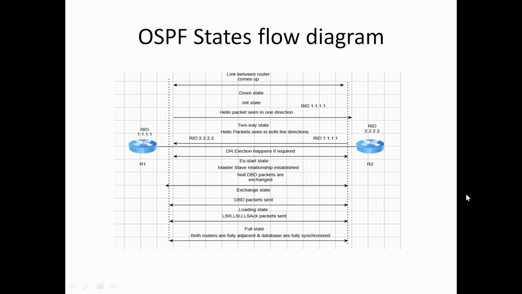And in the exchange state, the DBD packets are sent, and in the loading state, link state request, link state update, and link state ack packets are sent. And in the full state, both routers are fully adjacent and databases are fully synchronized.